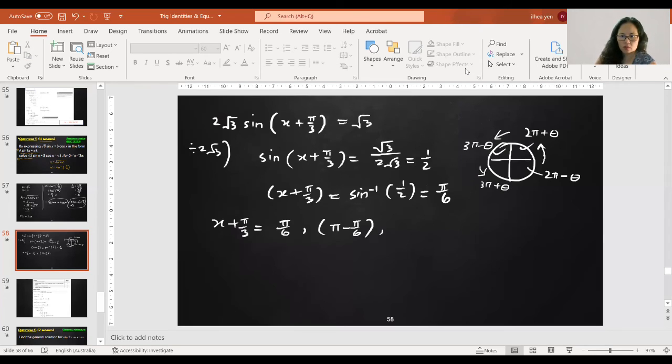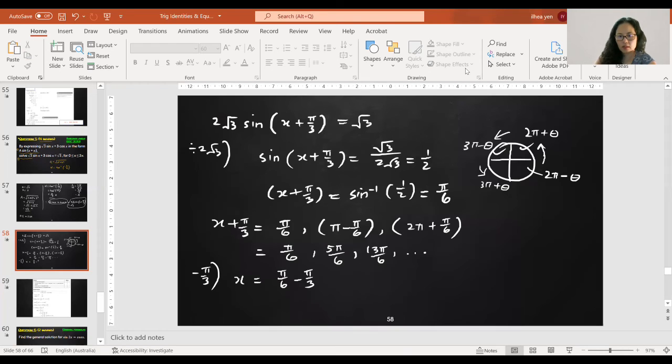So if I go one more time, I'll go like this. Okay, so what would that be? 5 pi on 6 and 13 pi on 6, whatever. And we got minus pi on 3. So x equals pi on 6 minus pi on 3, and then 5 pi on 6 minus pi on 3, and then 13 pi on 6 minus pi on 3.